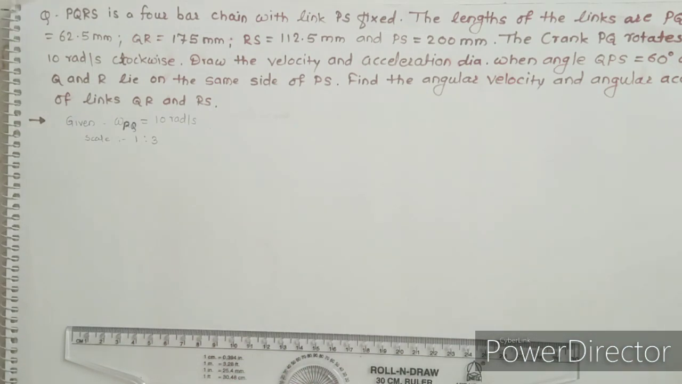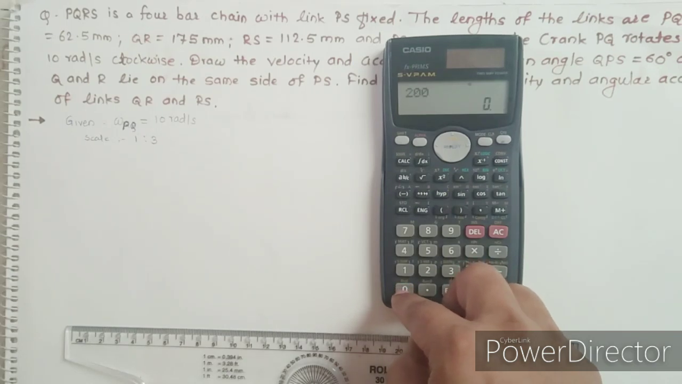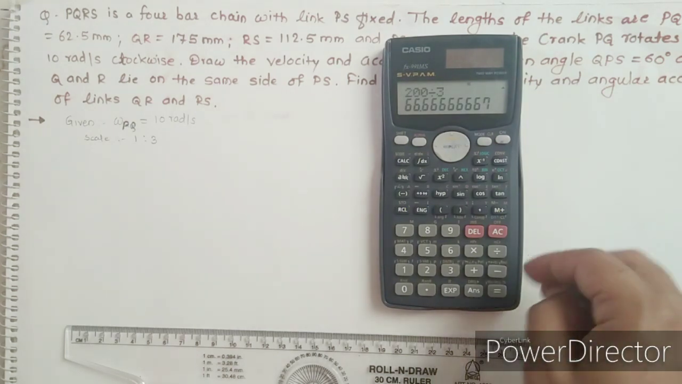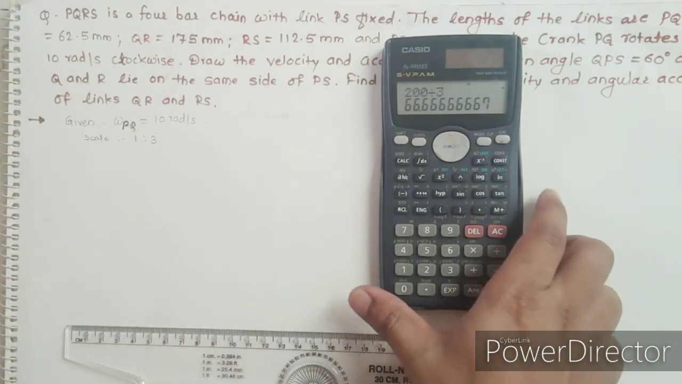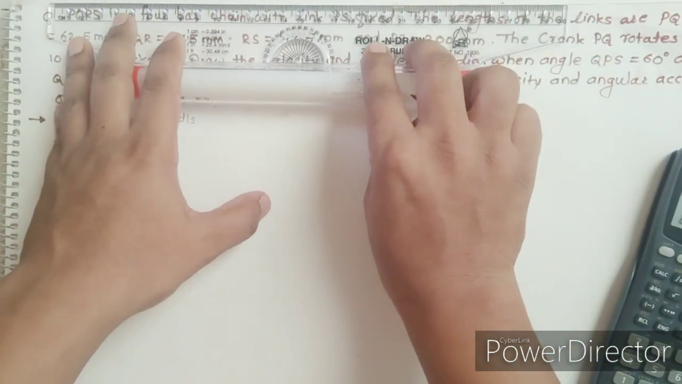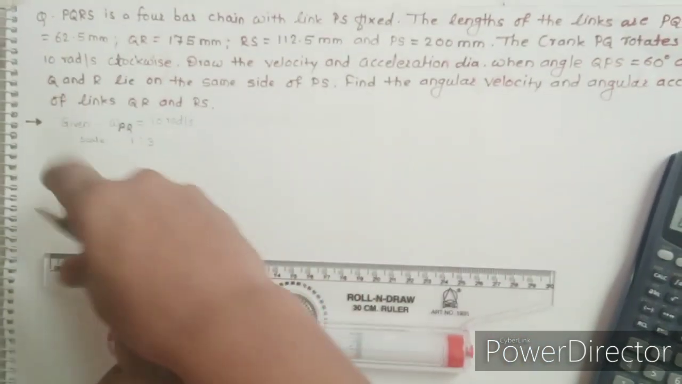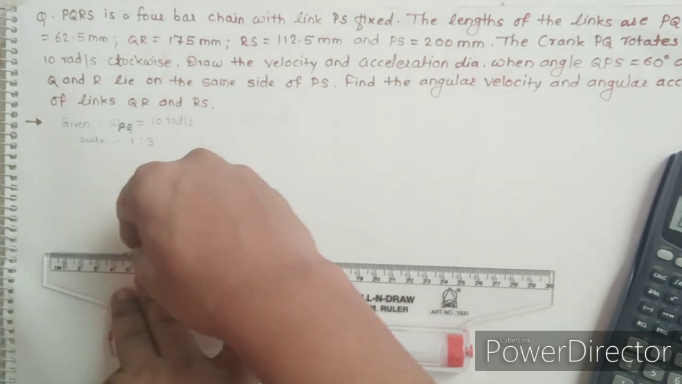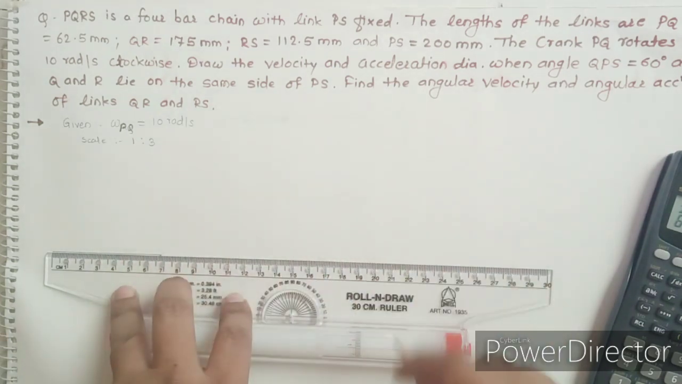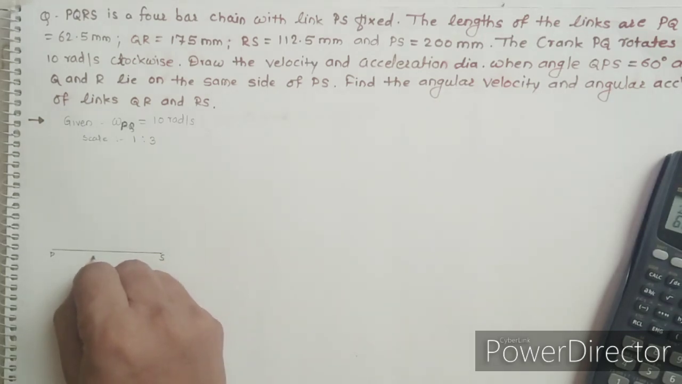First for PS, 200 divided by 3 is equal to 66.66, that means near about 6.7 centimeter. So first draw PS, which is 6.7 centimeter. Here I have drawn PS, but you have to write it with the given dimension, that is 200 mm.